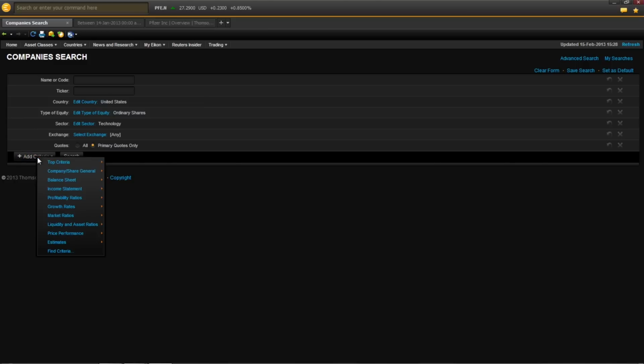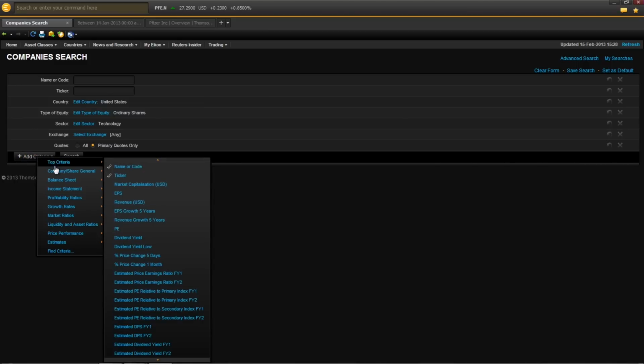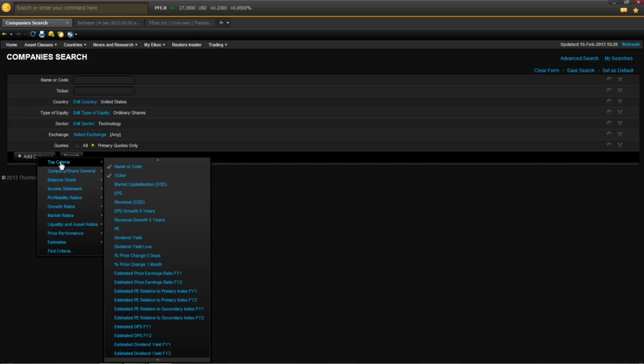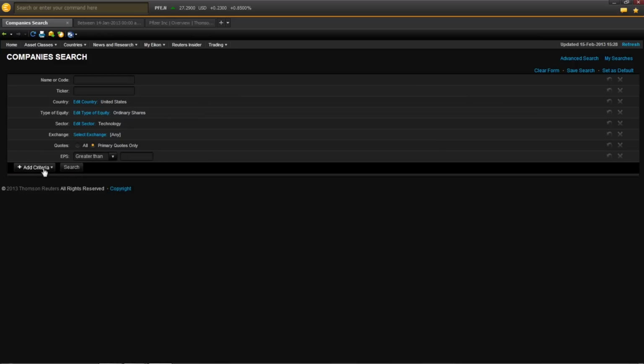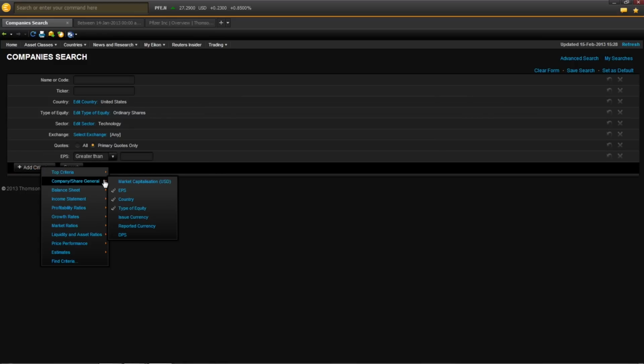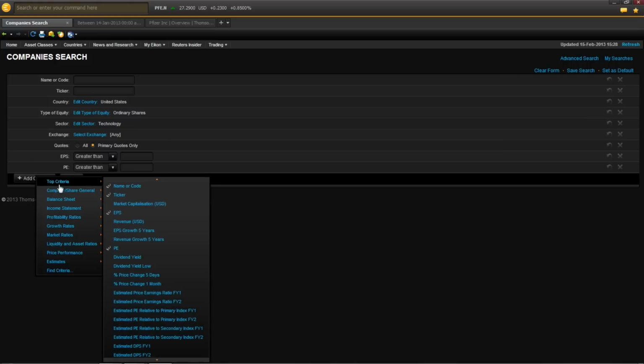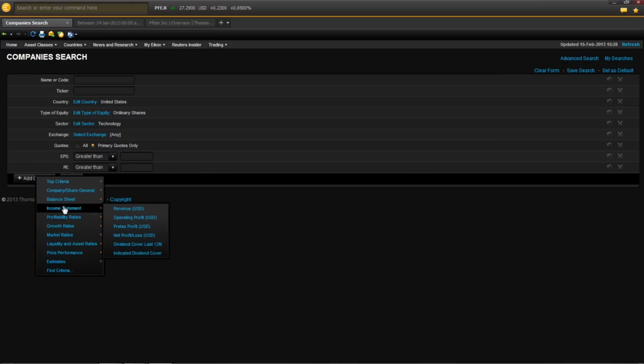So we go to Add Criteria. And from this drop-down menu, we can select from many different fundamental metrics, some of which we've been discussing, many of which we haven't here, but some you may be familiar with already. We can search for an earnings per share. We can search for that PE ratio. And we can also search for the price to book.